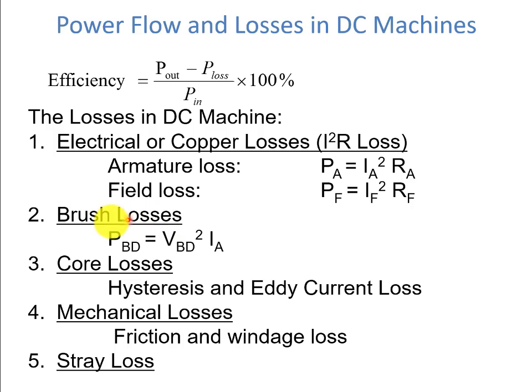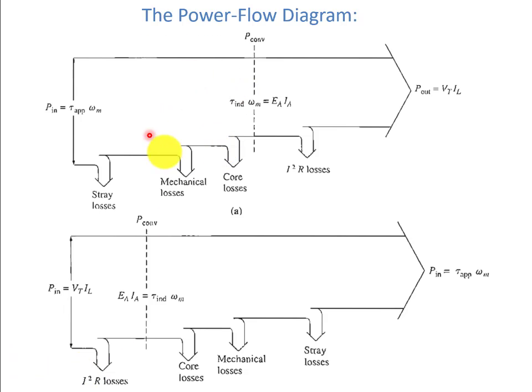Similarly, we have the brushes here, and there will be some voltage drop on the brushes. So we call it the brush drop loss, which will be VBD times IA. Similarly, these are the core losses, which cannot be removed from the motor, which are known as the hysteresis and eddy current losses. Then we have the mechanical losses, which can include friction and windage loss. There are certain other losses which normally we cannot calculate directly, so we just put them in the stray loss.